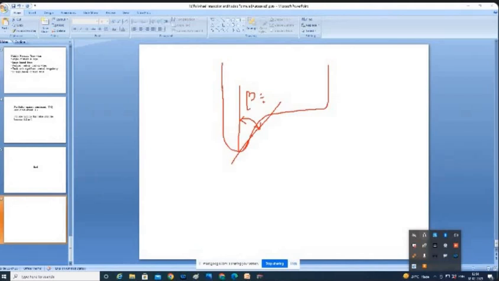So this angle equal to beta. This beta for wagons and coaches, they will maintain roughly around 70 degrees. For loco and all, we are maintaining 68 degrees.